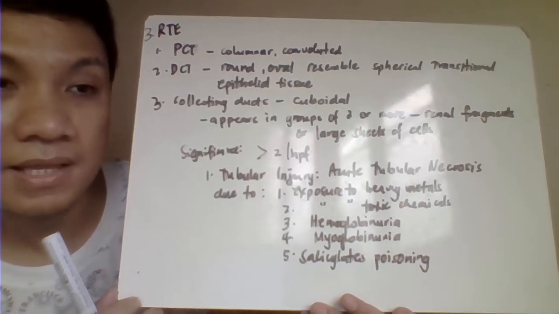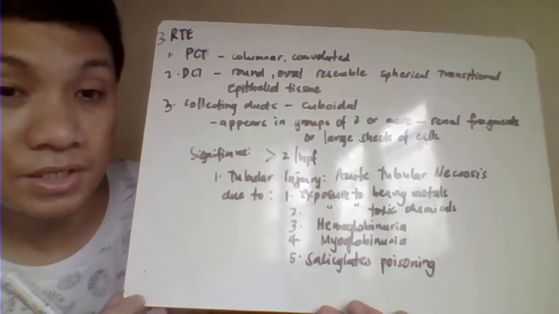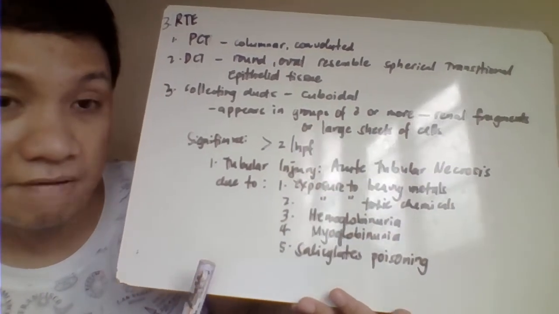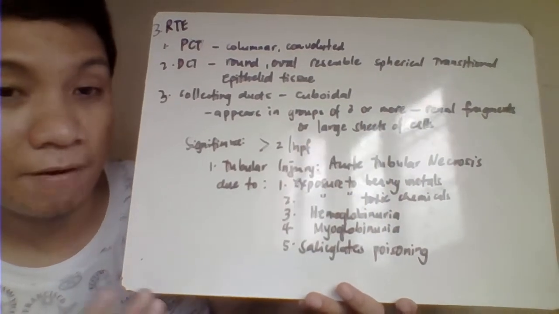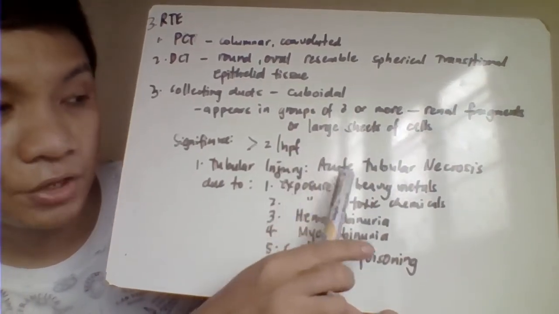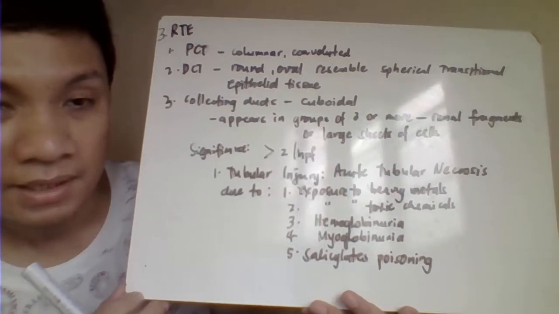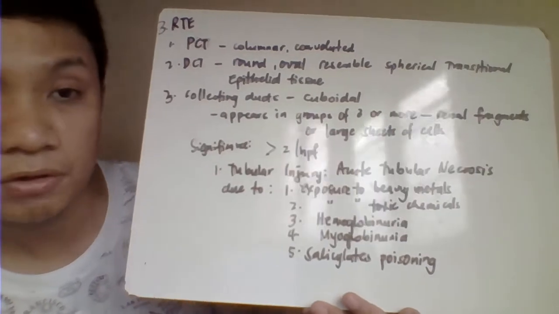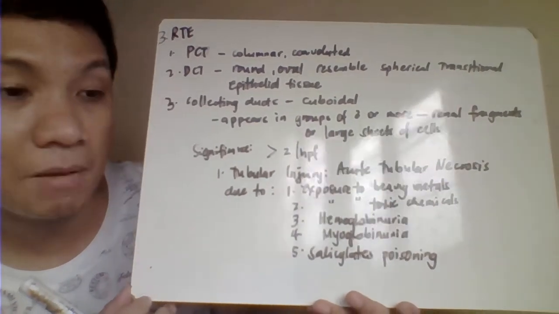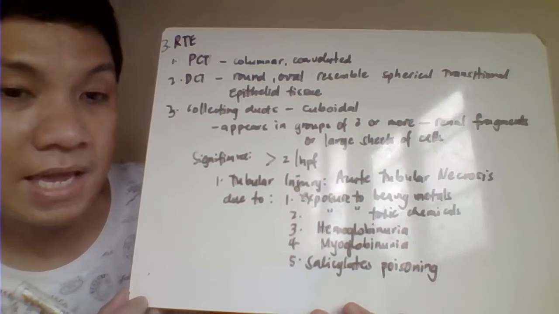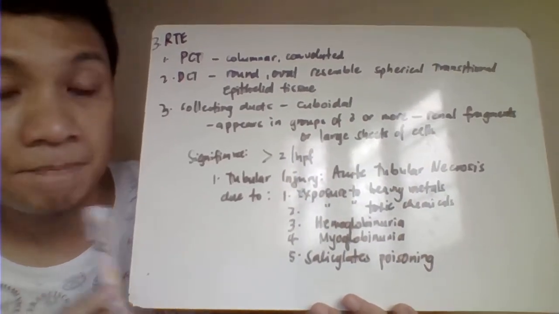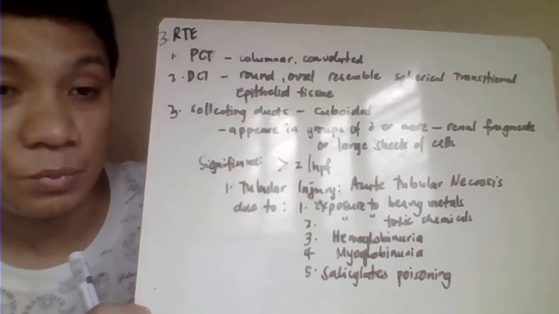Okay, so increased RTE, since nasa renal tubule siya, would signify damage in your renal tubules. So that's an invasive or toxic na condition, and that's related to your acute tubular necrosis. And damage to your renal tubules might be because of the following: exposure to toxic chemicals or heavy metal poisoning, salicylate poisoning, the presence of hemoglobinuria, myoglobinuria, that all eventually result in damage to your renal tubules.